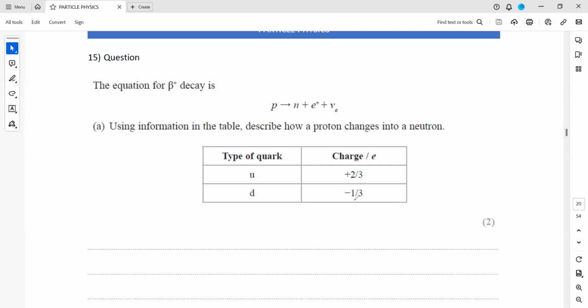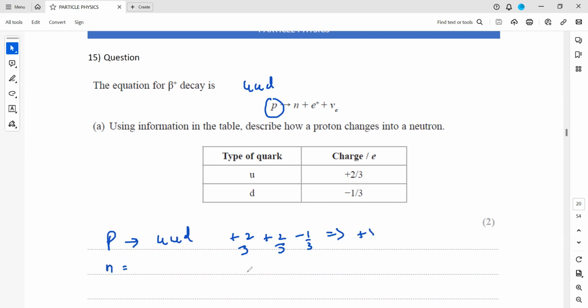So what actually happened? The quark composition is also given. A proton is a baryon which consists of up, up, and down. What will be the net charge? Plus 2 by 3, plus 2 by 3 and minus 1 by 3. So the net charge will be plus 1.